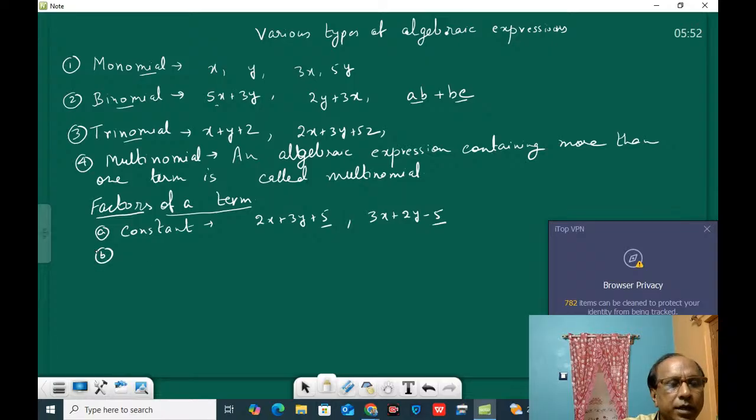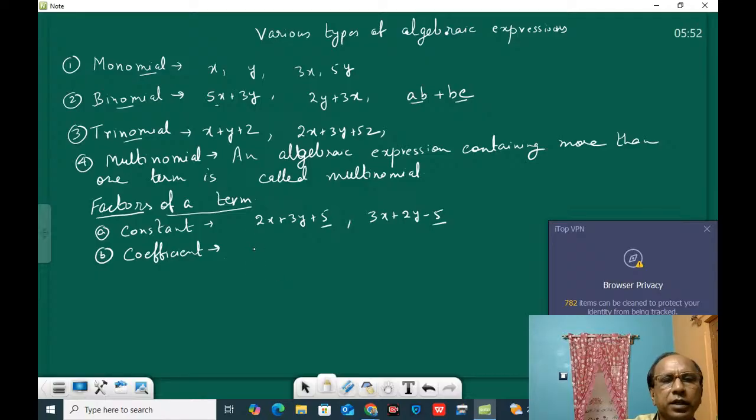If we write another thing, that is coefficient. What is the meaning of coefficient? That is also important for us. Any of the factors of a term is called the coefficient of the product of all the remaining factors. In a term, the numerical factor attached to the variable is called the numerical coefficient of the term.